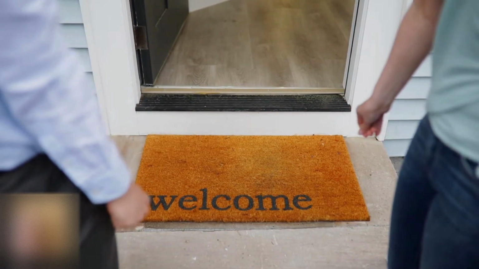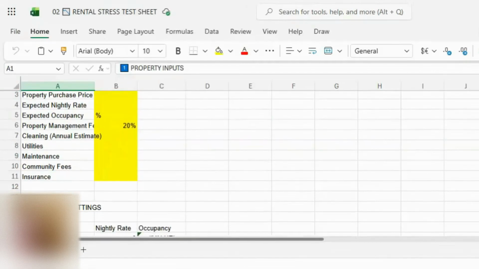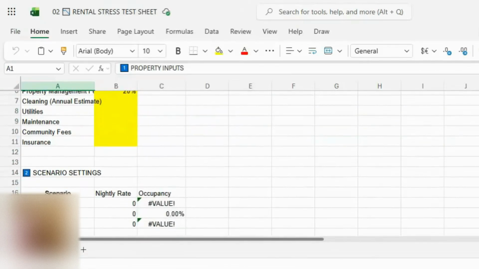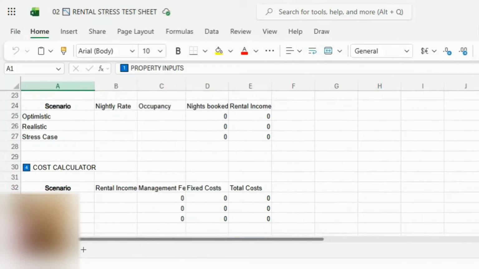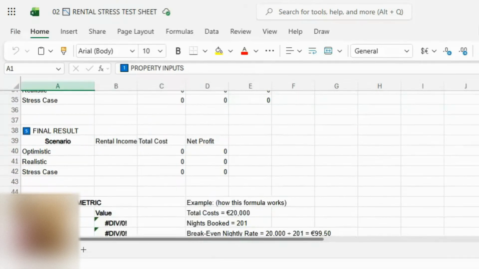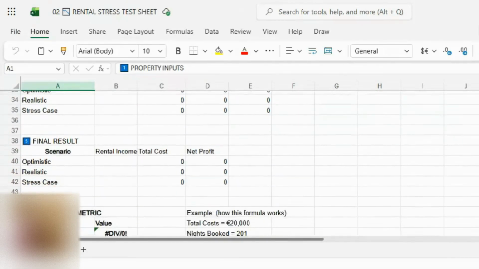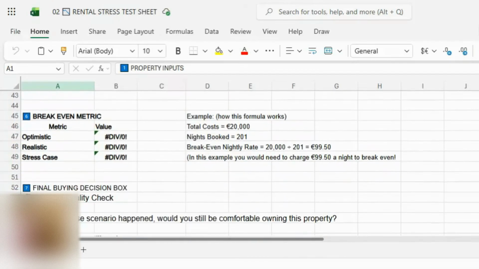Your favorite number should be your break-even number, because break-even simply means how many nights do I need to rent this property per year to cover my costs, not to make a profit, just to cover the bills. Because once you know your break-even point, you understand the risk much better.